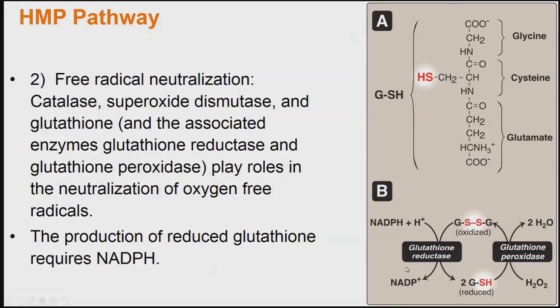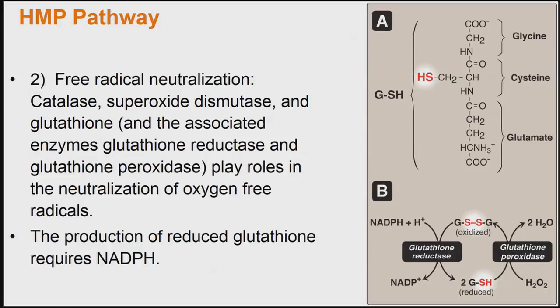So, in order to produce the reduced glutathione, the reduced form of glutathione is what you will actually use to neutralize reactive oxygen species. So, glutathione can exist in either a reduced or an oxidized state. Glutathione is actually just this little 3 amino acid molecule. And one of the amino acids is cysteine. If you remember the R groups of cysteine, what did cysteine have? It had a sulfhydryl group, right? So that sulfhydryl group is the critical component of glutathione.